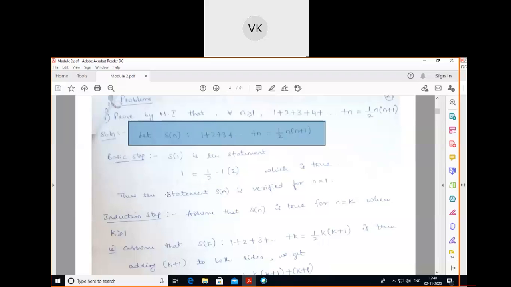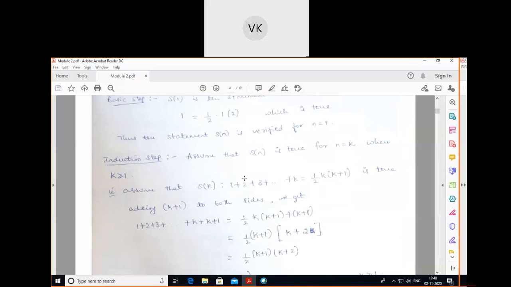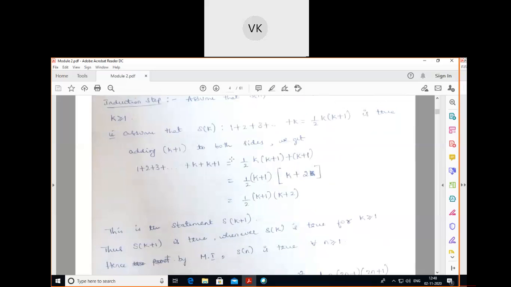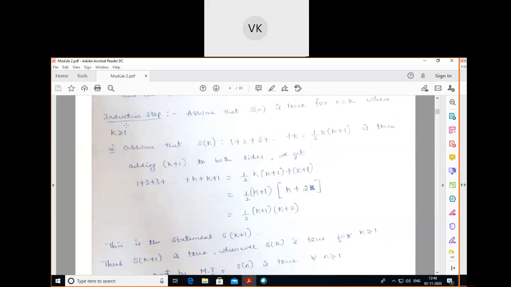Then the given statement S of n is verified for n equal to 1. Yes sir, this is the basis step. Okay, the second step is the induction step.